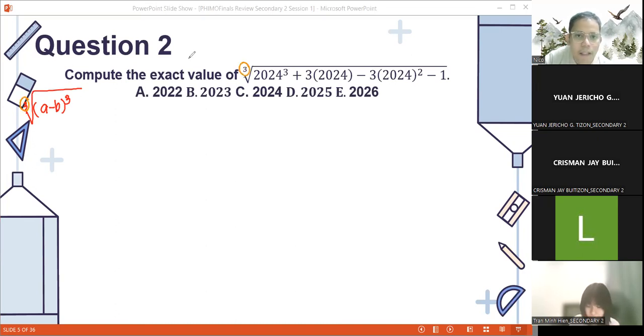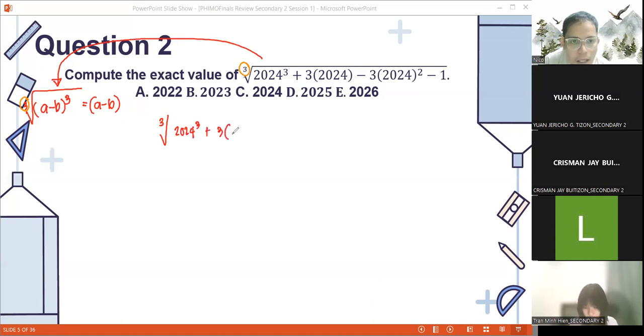To simplify, this is simply equal to A minus B, right? From this form, we want it to be like this. Again, if you have a cube root and what's inside the cube root is a cube, then the answer is just that value. So if you have the cube root of 10 cubed, that's just 10. Now, simplifying further, let's try to rewrite this one. So this is the cube root of 2024 raised to 3 plus 3, then this is times 1, right?